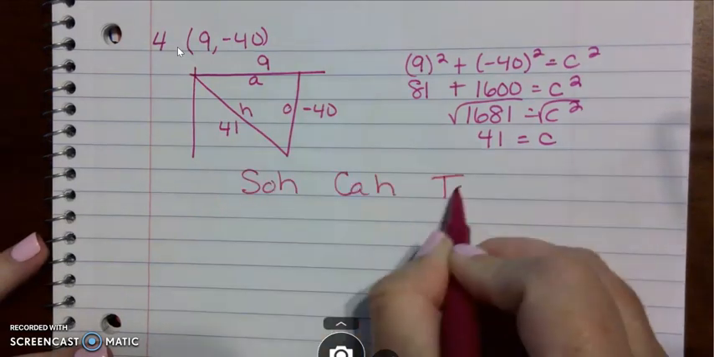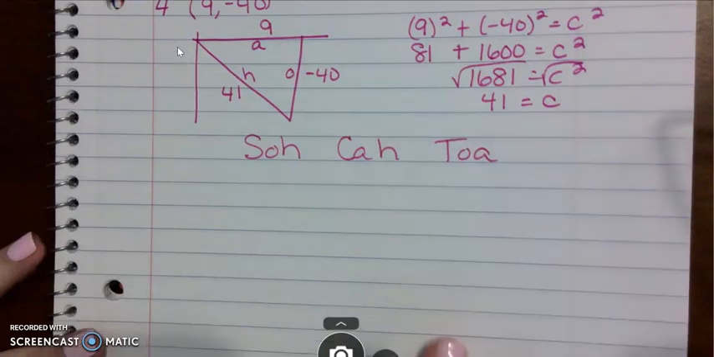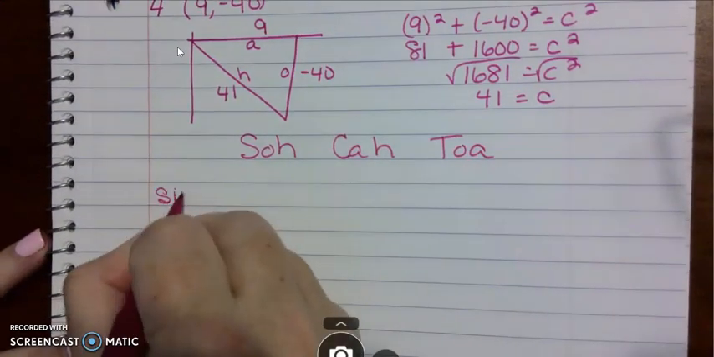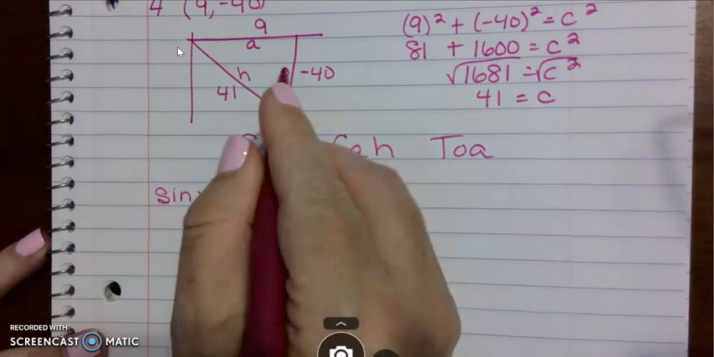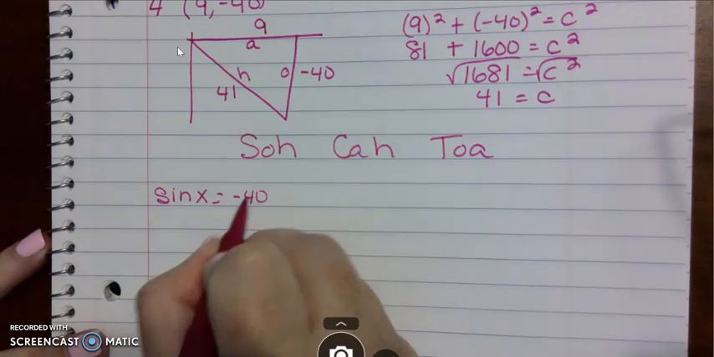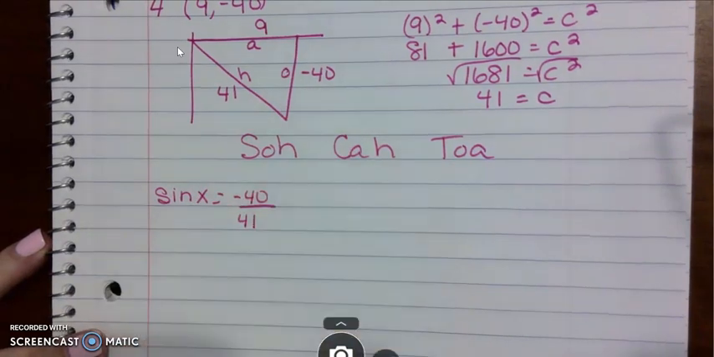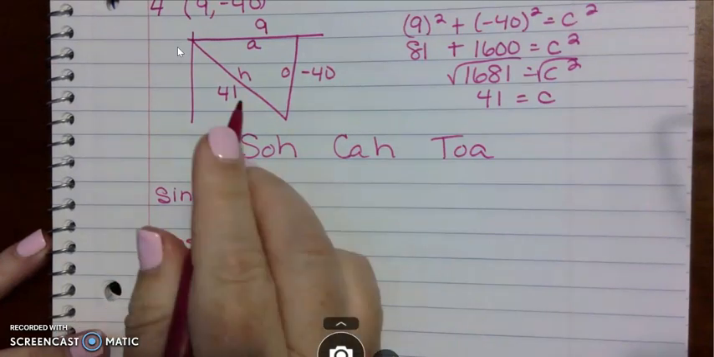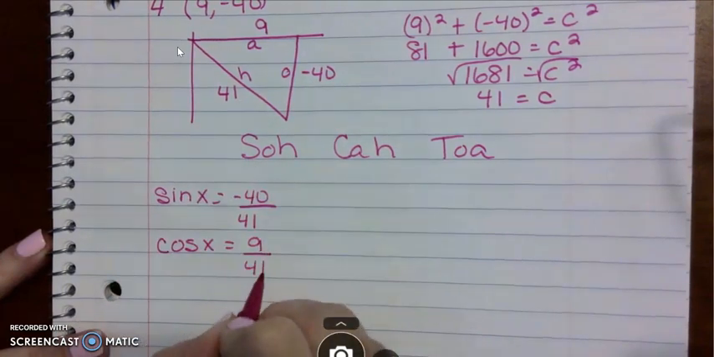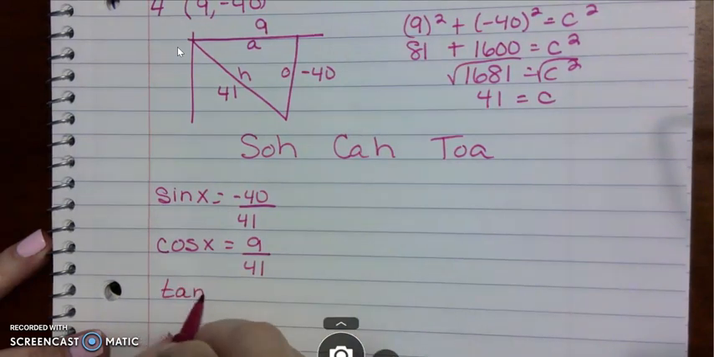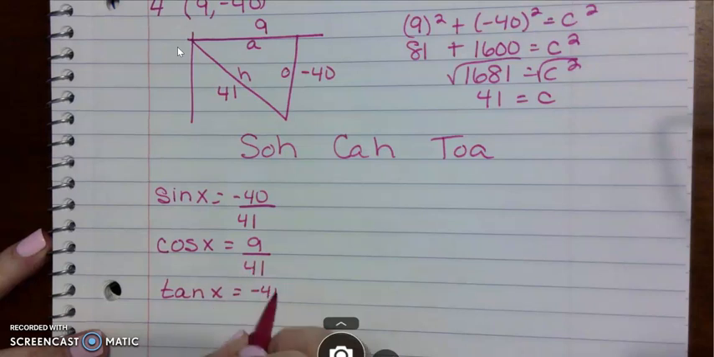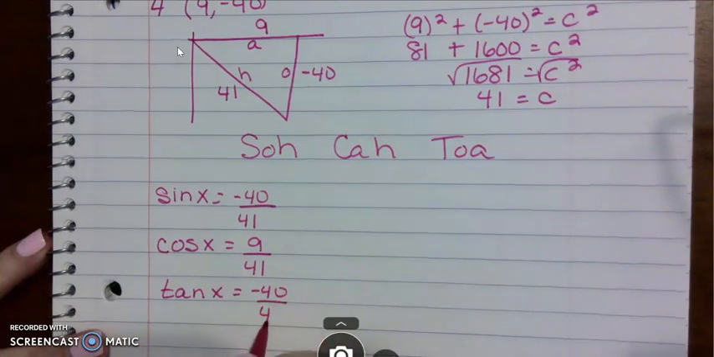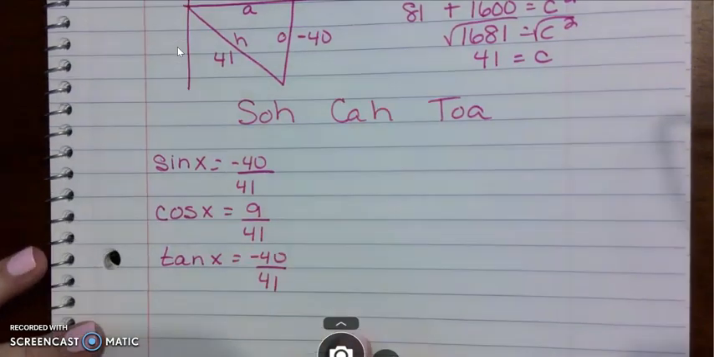SOHCAHTOA. So sine is opposite over hypotenuse. Cosine, adjacent over hypotenuse. And tangent is opposite over adjacent. So now we're going to find the others.